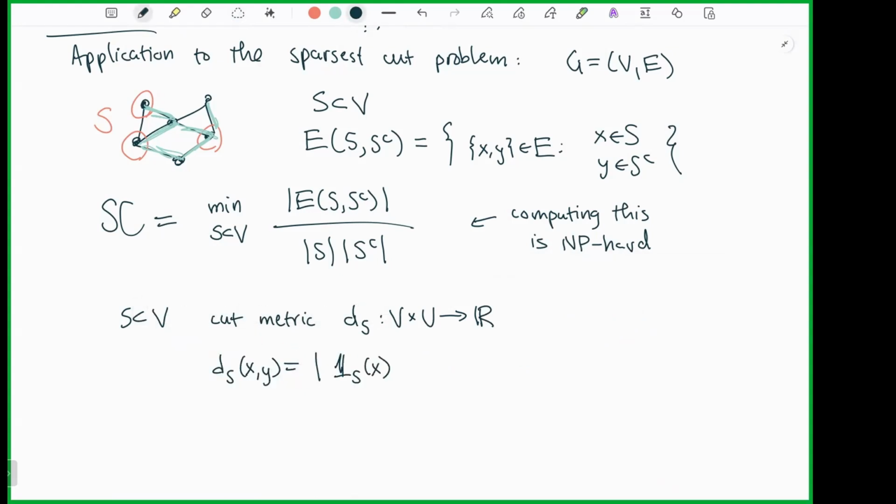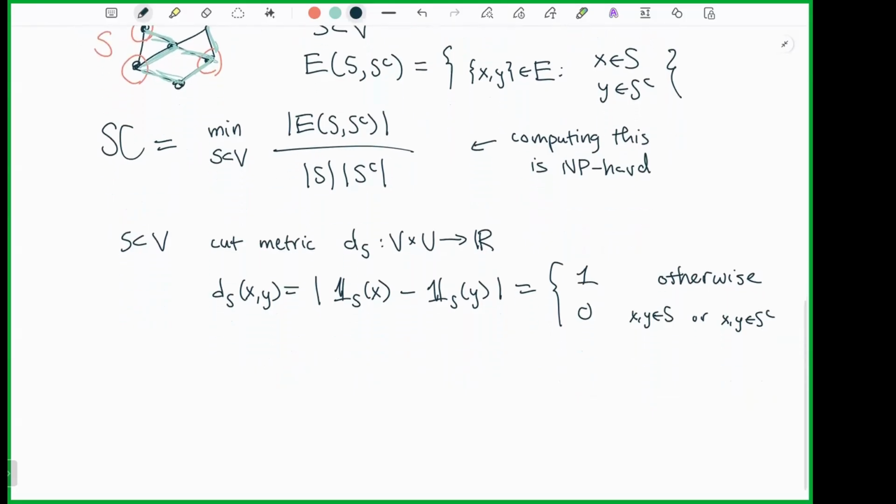d_S(x, y) is the absolute value of the indicator function of S applied to x minus the indicator function applied to y. And this is just 1 or 0, depending on whether they're in the same component. If they're both in S, then it's 0. Or if they're both in S complement, it's 0. And if one is in S and one is in S complement, then it's equal to 1. Okay, it's not really a metric, it's a semi-metric. It doesn't satisfy non-degeneracy. But I guess we'll just call it the cut metric. So this has nothing to do with the graph, you can do this for any set.